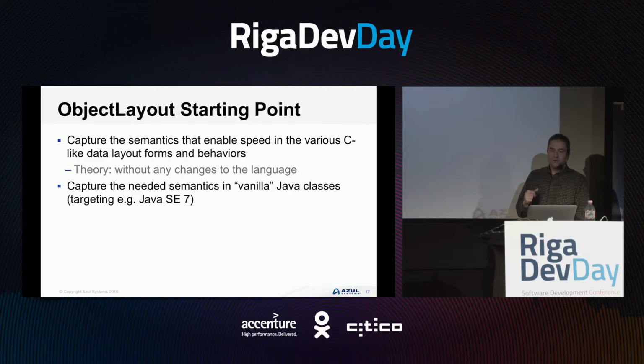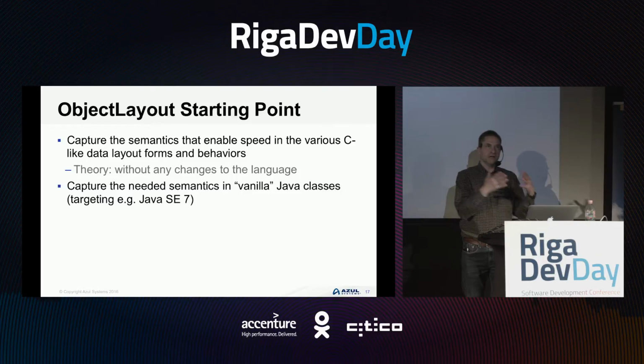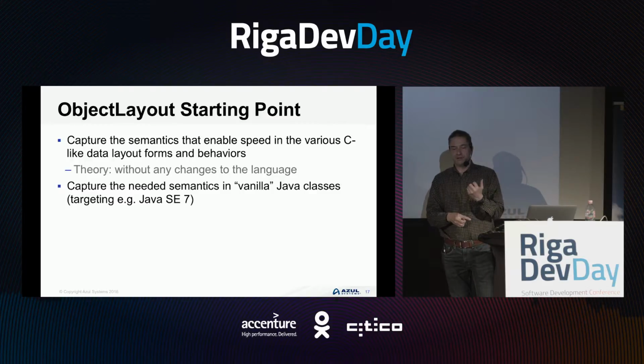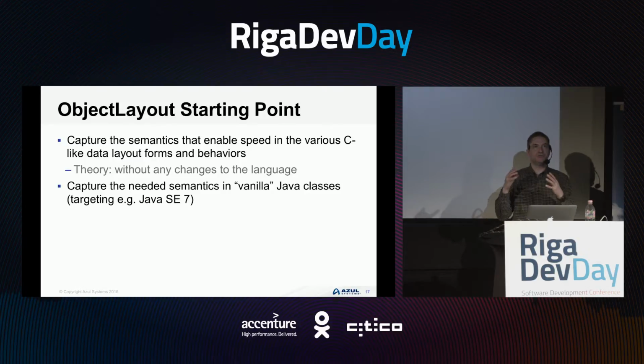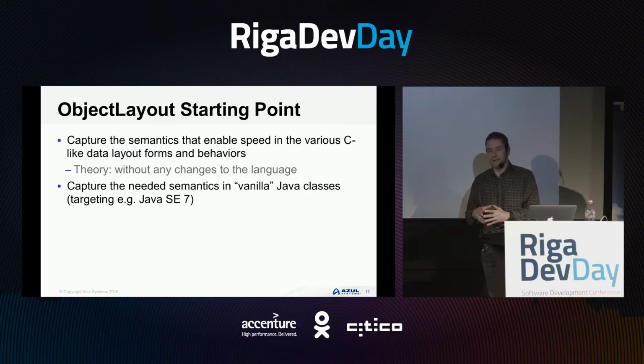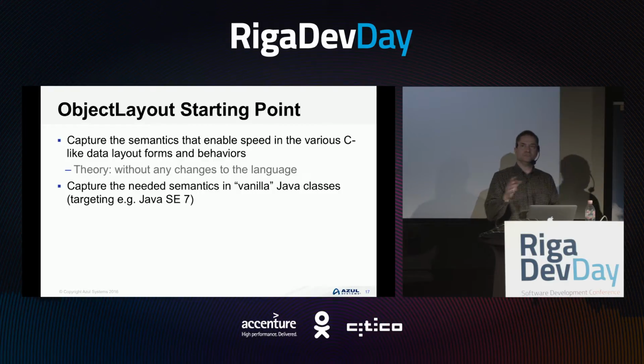So from the point of view of the object layout project, the way we started was to, as I say, look at how we could replicate this idea of structs in terms of memory layout, but without changing any of the language. So we needed to look at how we could just use Java classes, and we started off targeting Java SE 7. There's a specific reason for that, rather than earlier versions, which we'll see in a moment. But starting off with Java SE 7, because there was a particular API we wanted, and then making it just a standard set of class libraries.